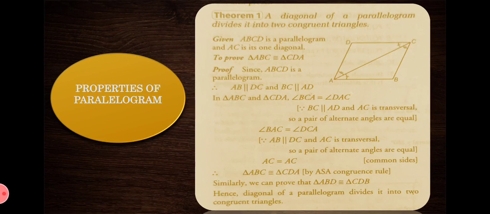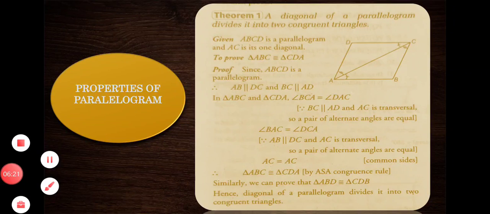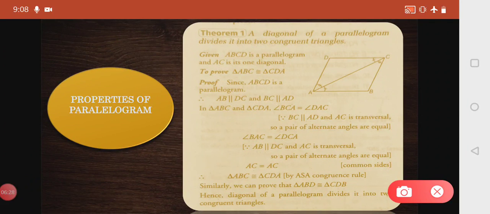Now in triangle ABC and triangle CDA, as we have to prove the congruency, let's recall our triangle congruency criteria, which we can apply here. First, angle BCA is equal to angle DAC. These both angles are equal. Why? Because BC is parallel to AD, as it is a parallelogram, and AC is a transversal. So a pair of alternate angles are equal, when we take AC as a transversal and BC parallel to AD.